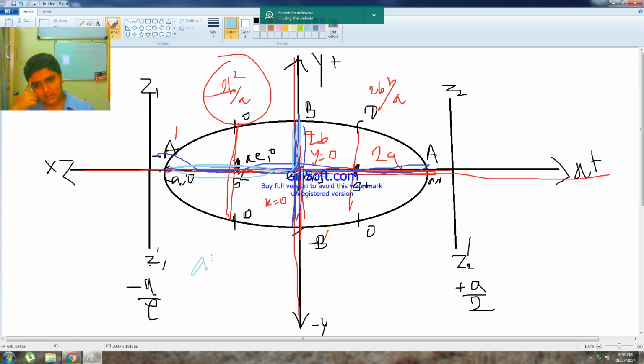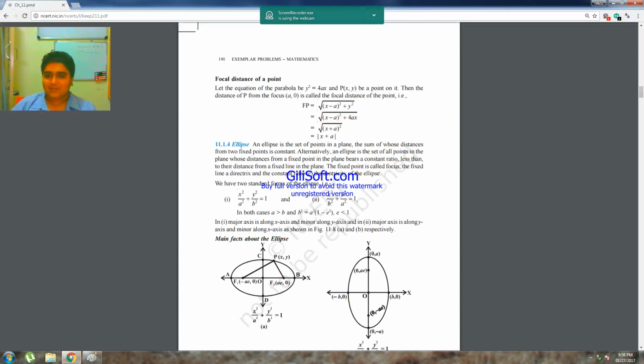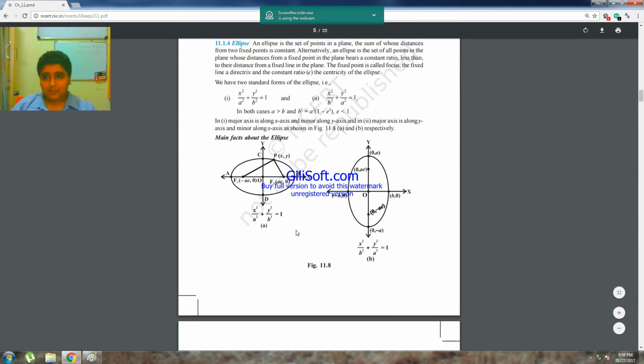Obviously over here A is greater than B. But in this case you can see that B is greater than A. That is the only difference, but the equation remains the same. That is the funniest part. You need to appreciate that.